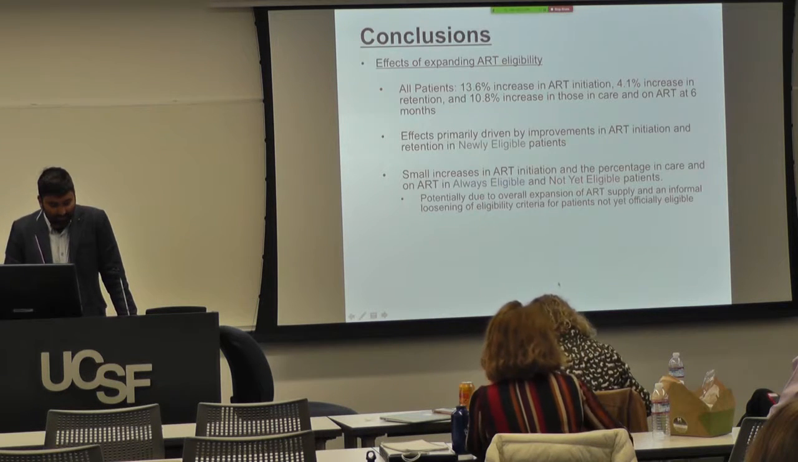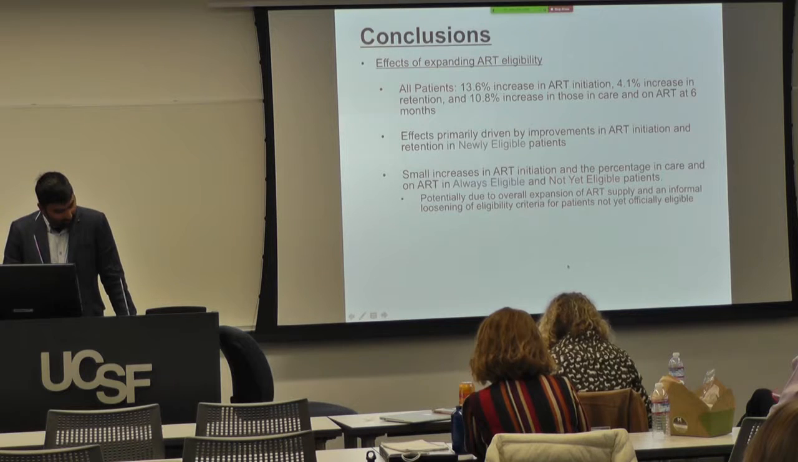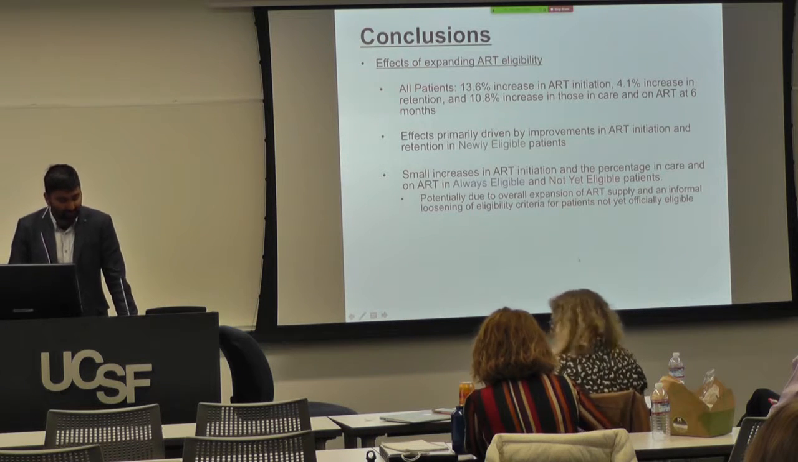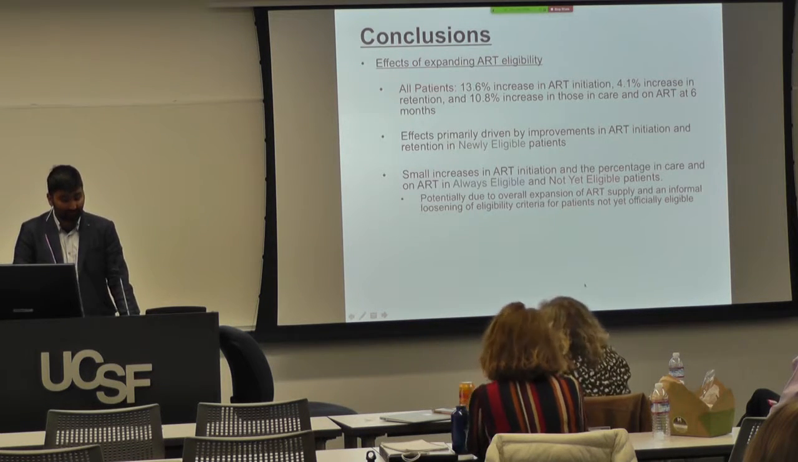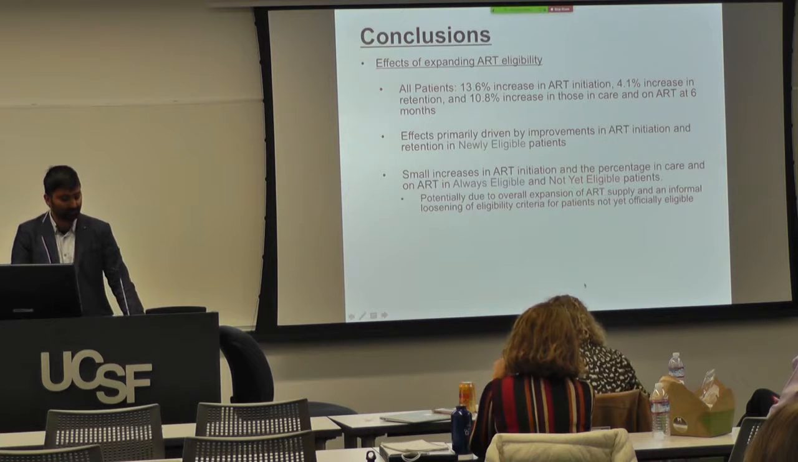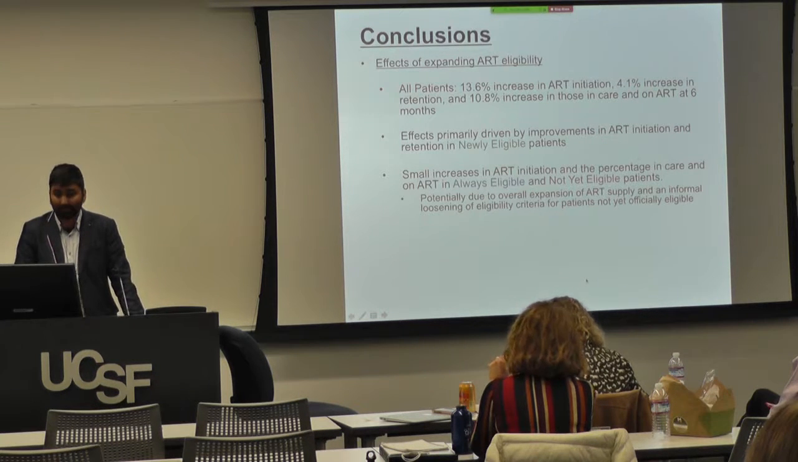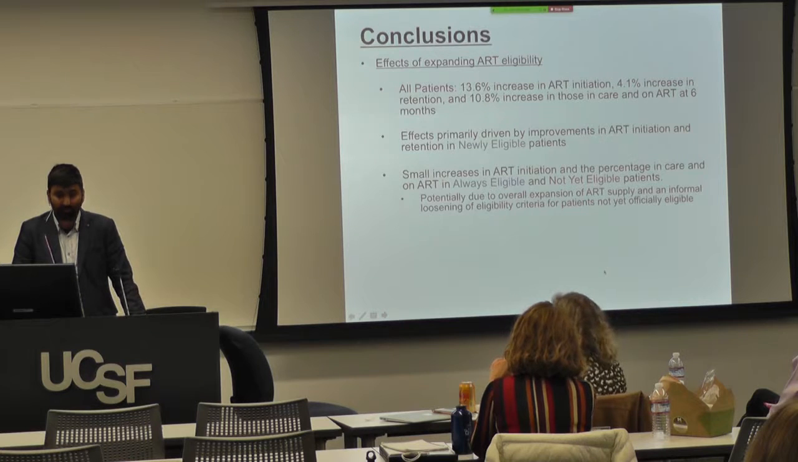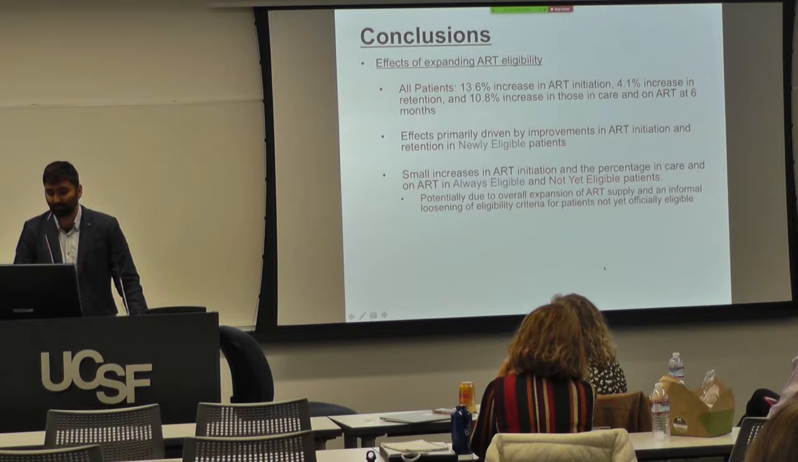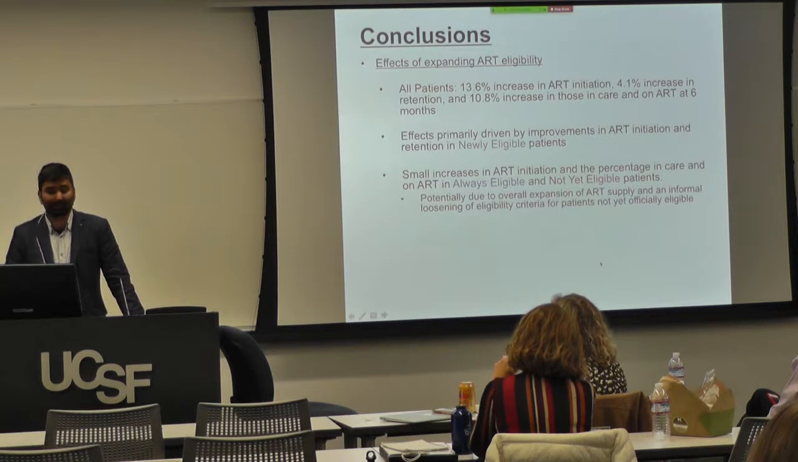So in conclusion, based on these results, we found that expanding ART eligibility led to positive effects in the overall population, with a 13.6% increase in ART initiation, a 4.1% increase in retention in care, and a 10.8% increase in the percentage of patients in care and on ART at 6 months. These effects were primarily driven by improvements in ART initiation and retention in the newly eligible patients, but we still also did see small increases in ART initiation in those always eligible and not yet eligible.